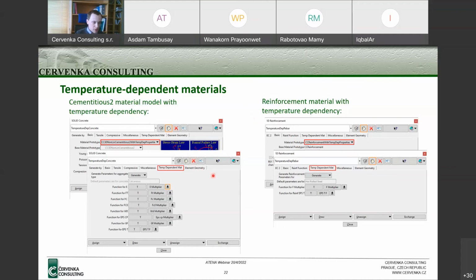The temperature-dependent materials are hidden in the material definition under the material prototype. So you need to choose the material prototype with the temperature-dependent properties, both for concrete and reinforcement. And then a new window pops out where you input the function for elastic modulus, tensile strength, compressive strength, etc., as a function of temperature. Because as we all know, the concrete material properties are reduced under elevated temperature. So this kind of relationship can be inputted here.